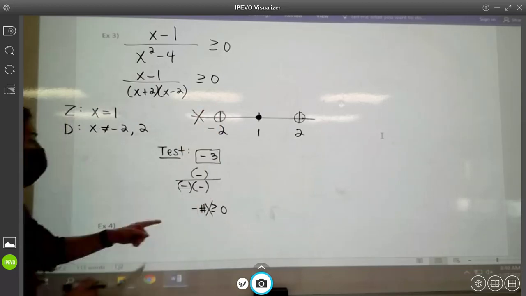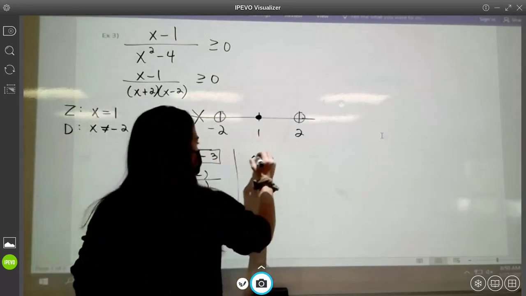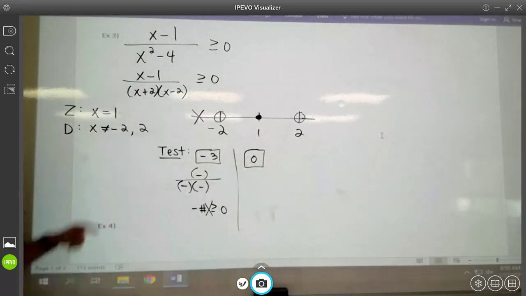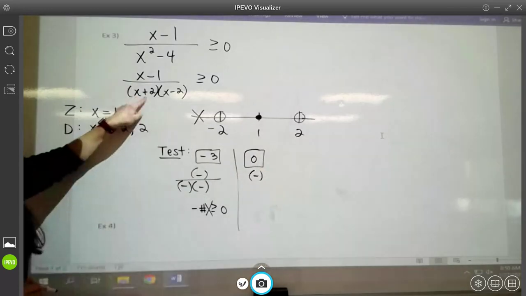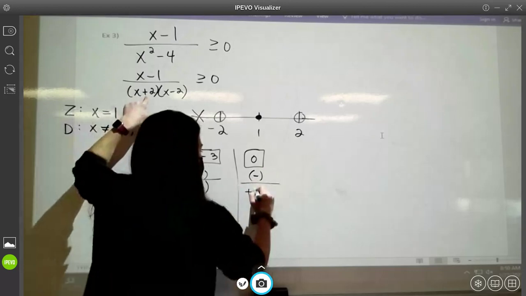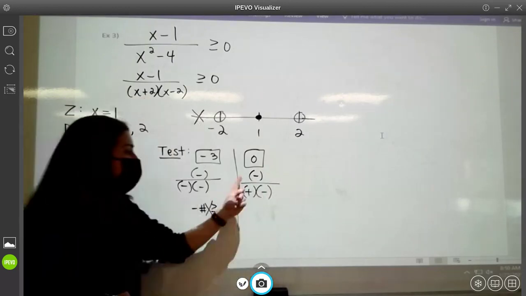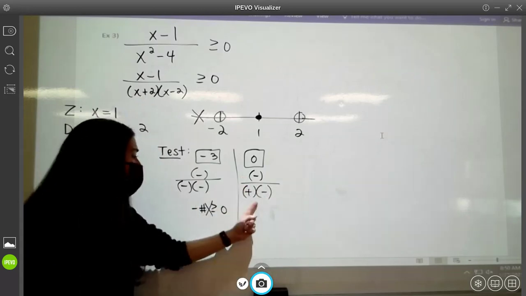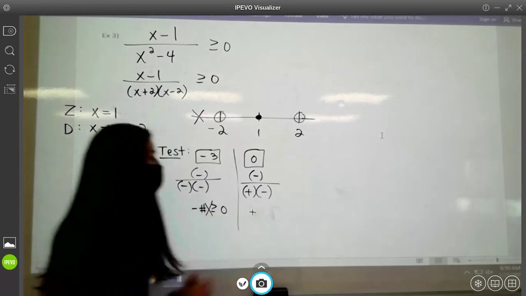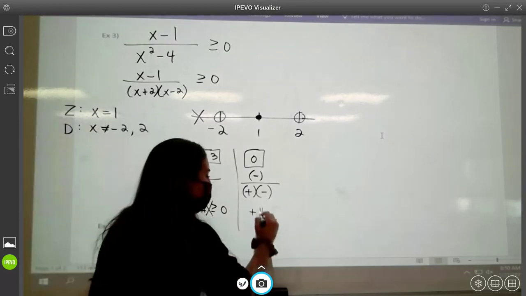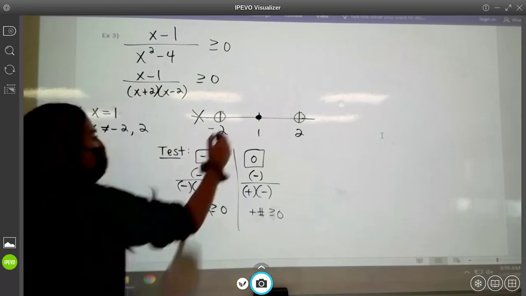All right. Now let's try, where are we at? -2 and 1, let's try 0. All right. 0 minus 1, negative. 0 plus 2 is positive. 0 minus 2 is negative. So that's going to be a negative over a negative, which is going to end up positive. Will a positive number make this true and be a number greater than or equal to 0? Yes, these are good guys.